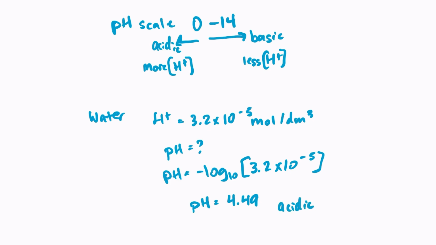One other thing to mention in case you don't remember, the neutral pH is around 7. Anything past 7, so 8 and up, is basic, and anything lower than 7 is acidic.